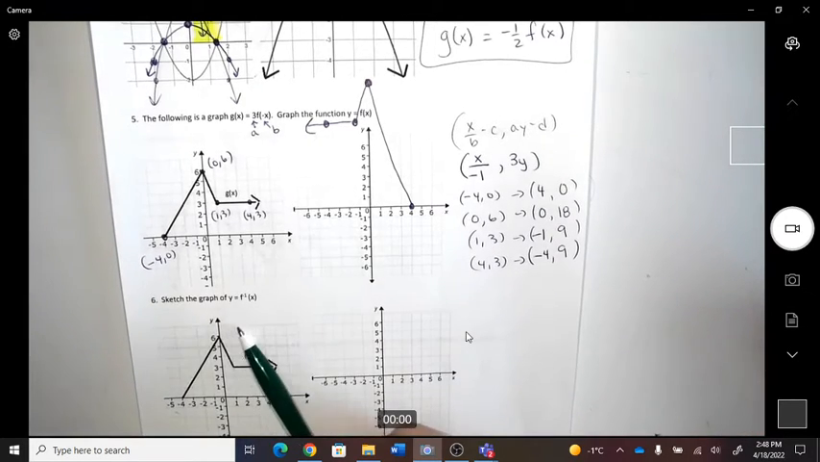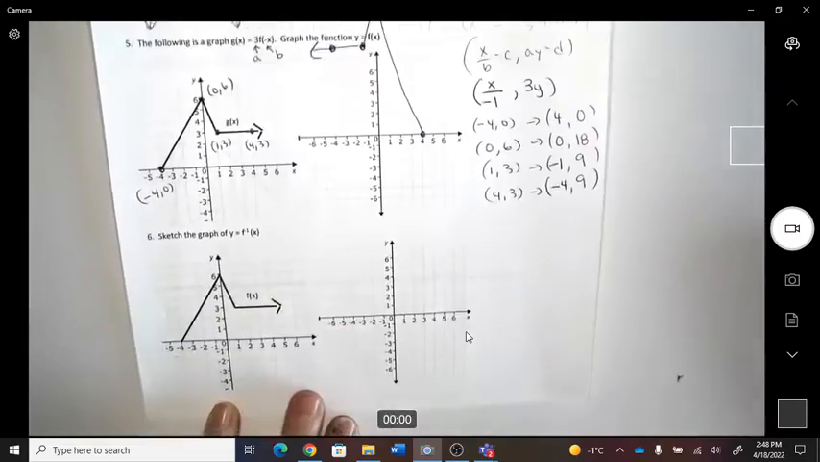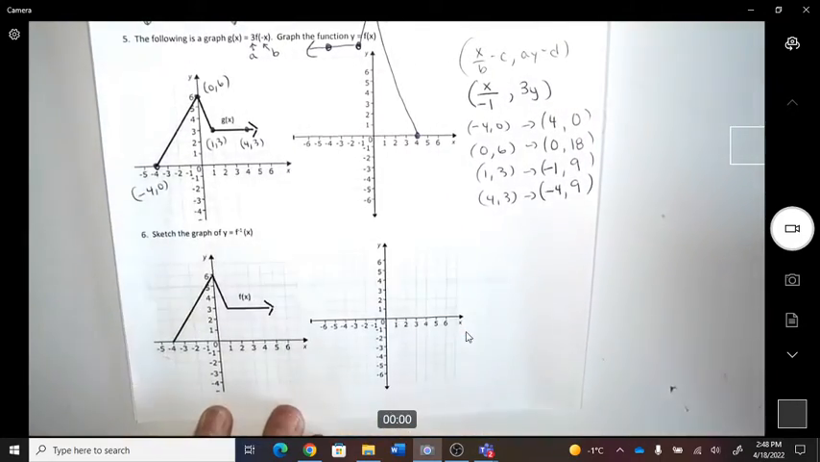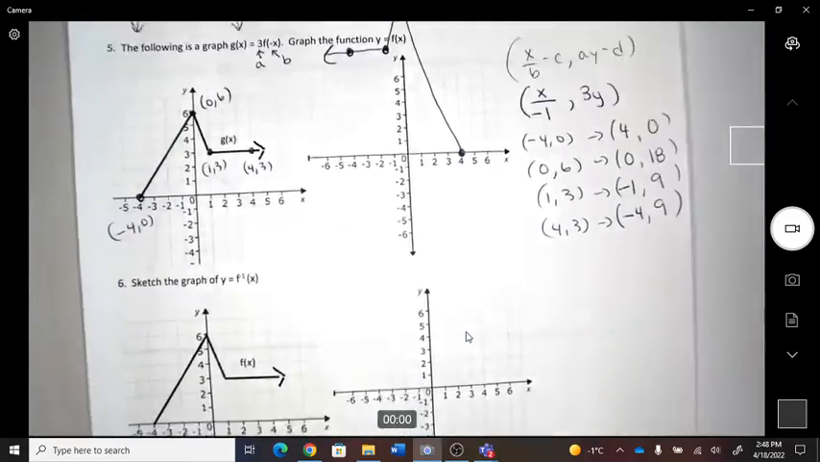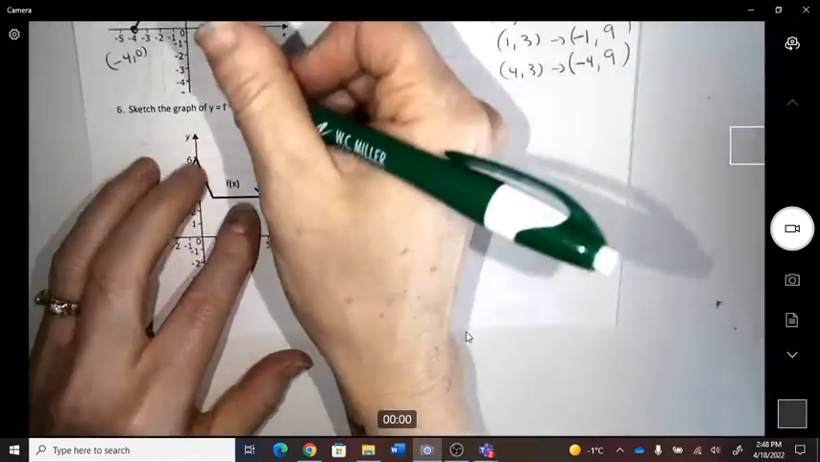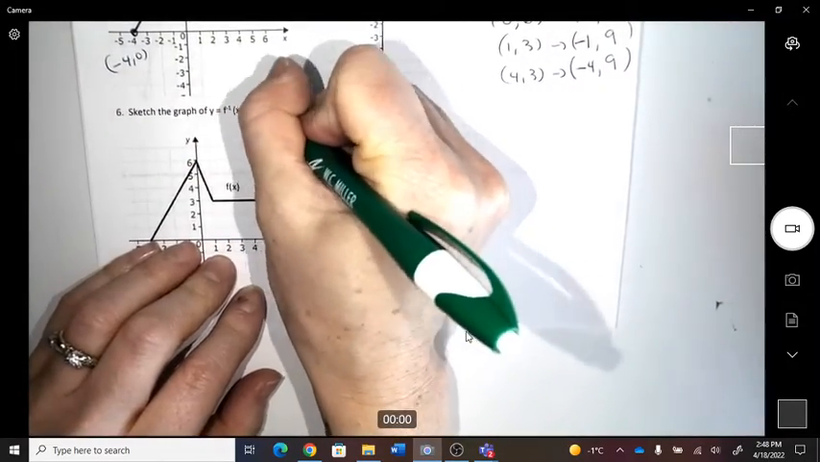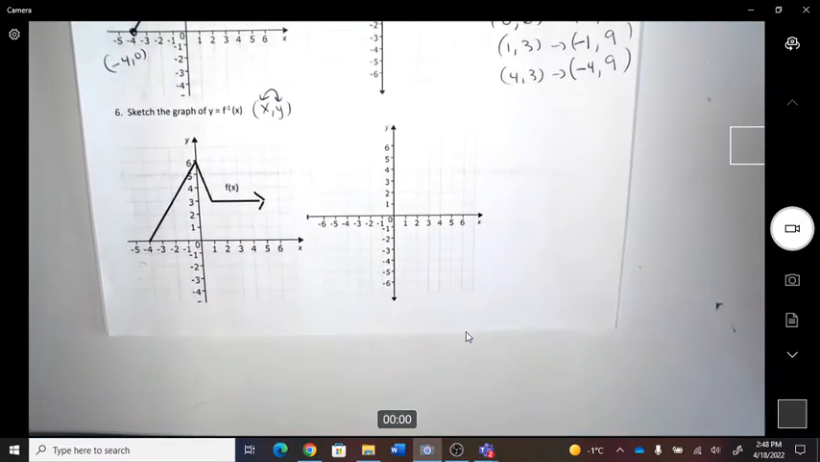Okay, sketching the graph of the inverse. What does inverse mean? Again, so you just have to memorize this. What does inverse do? It flip-flops x and y.